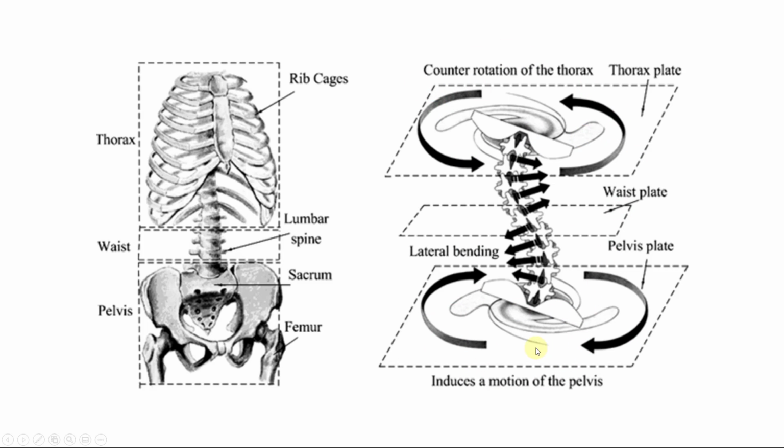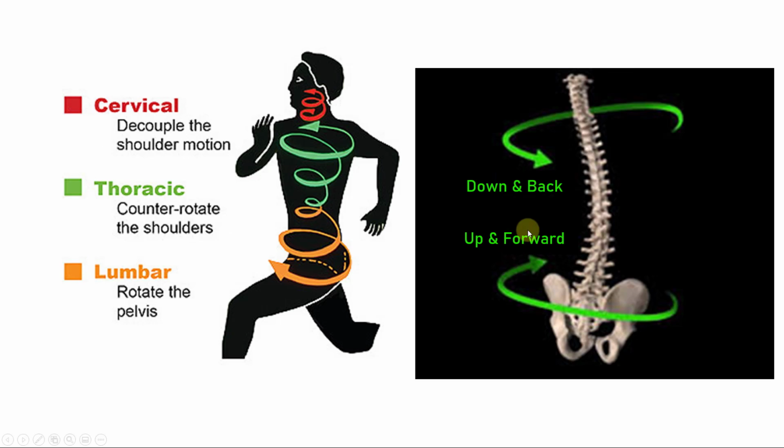So it's like a spring that's winding back and forth, and you have counter rotation of the thorax to the opposite motion of the pelvis, and you're getting this rotation and bending, frontal plane and transverse plane through the spine. Now this is subtle. It's not like these big movements, but it's generating the forces for propulsion so that you can move forward.